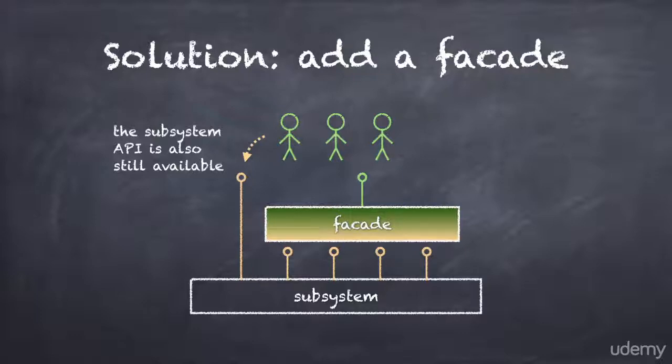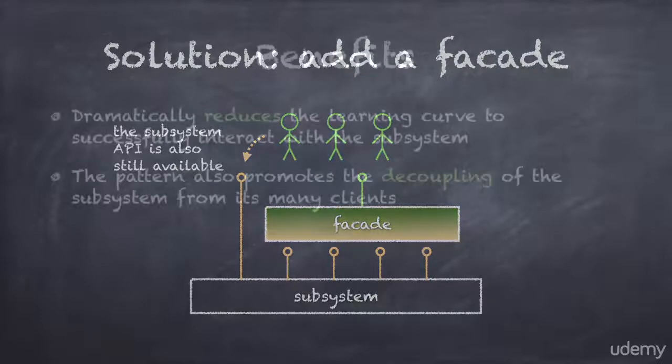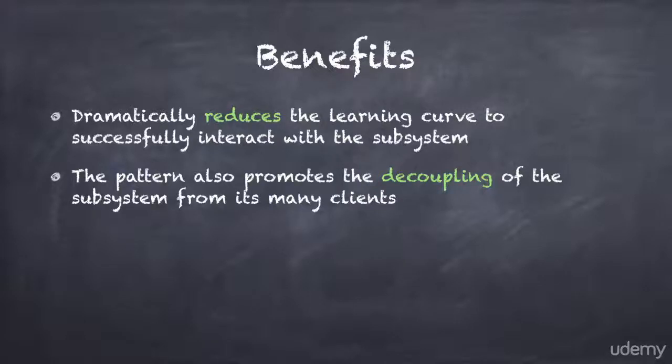The facade pattern offers a number of benefits. By using a facade, you dramatically reduce the learning curve to successfully interact with the subsystem. Developers are no longer required to master the entire low-level API. Instead, they only have to familiarize themselves with the high-level facade interface before they can get started. This will significantly speed up the adoption of the subsystem.